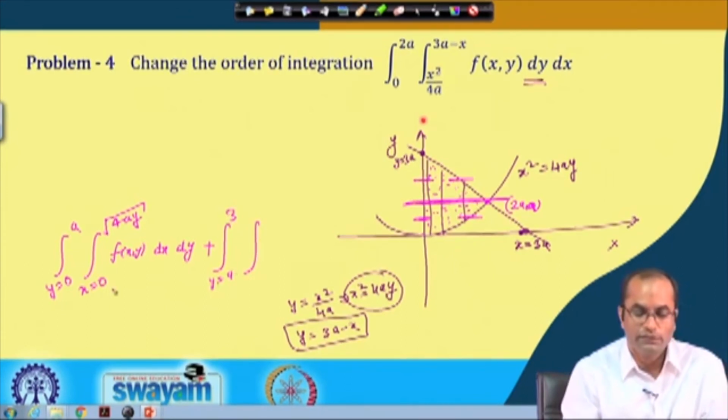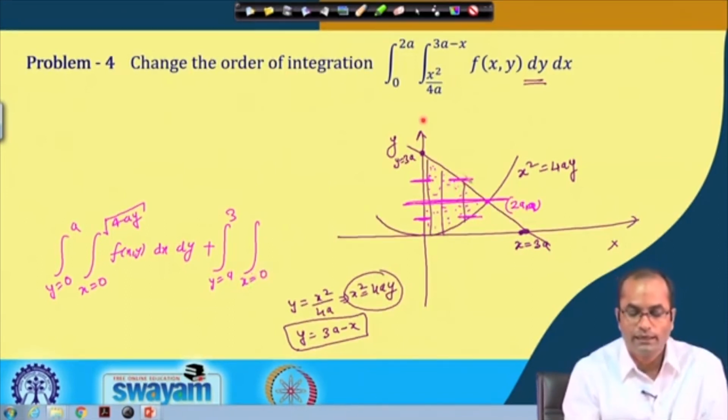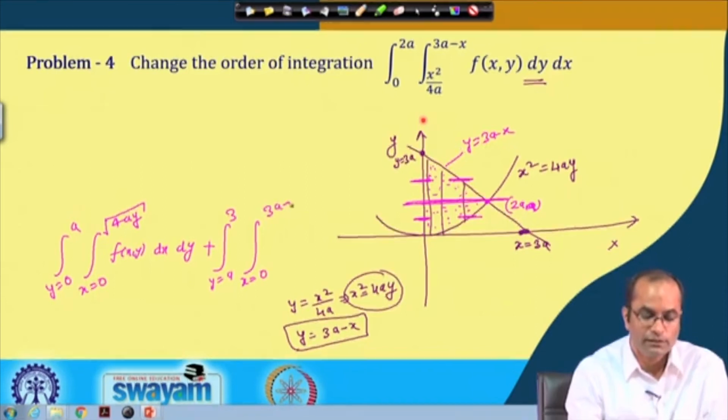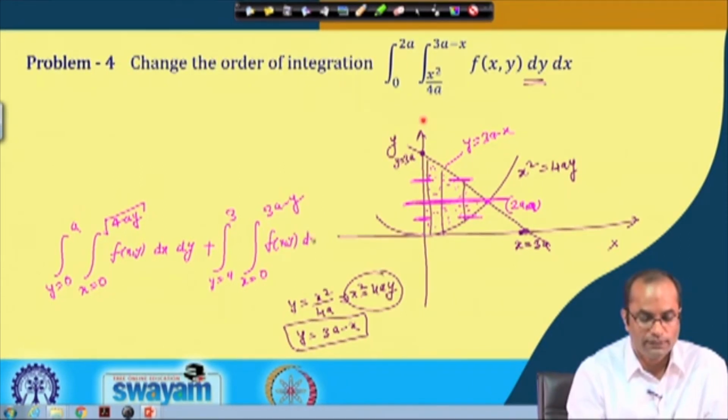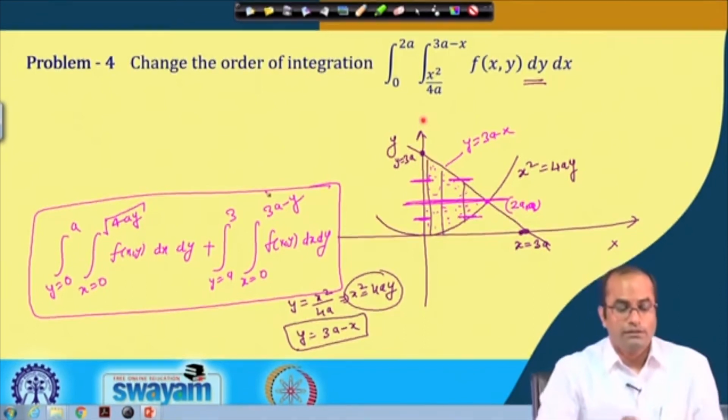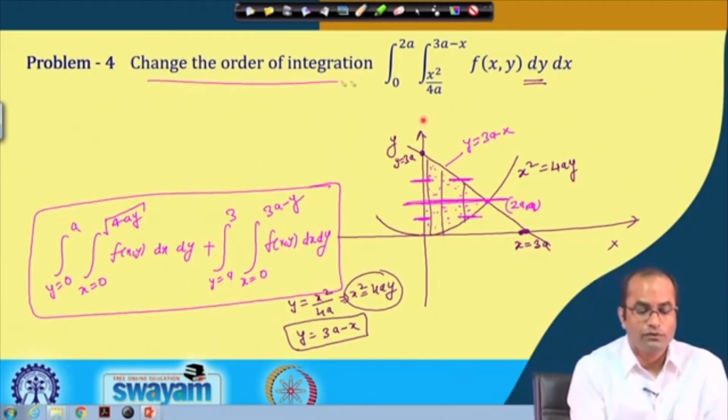Now, for the range of x, it is from this line to that line. So, here x goes from 0 again to this line, which was y equal to 3a minus x. That means x here is 3a minus y, and then we have f(x, y) dx and dy. So, this is the change of order of integration.